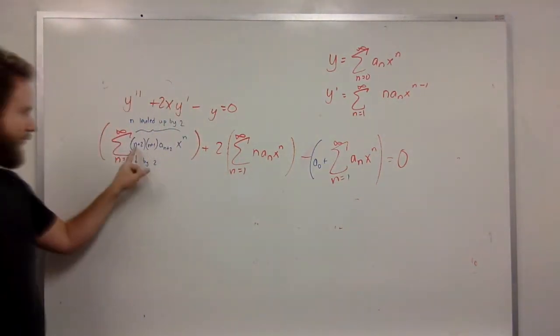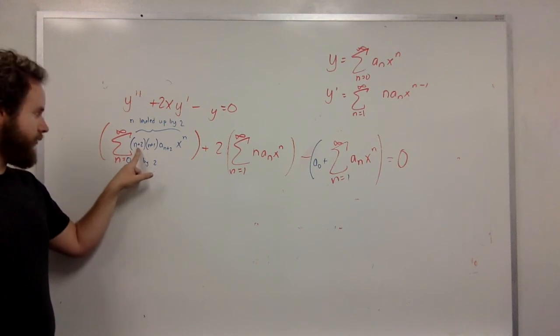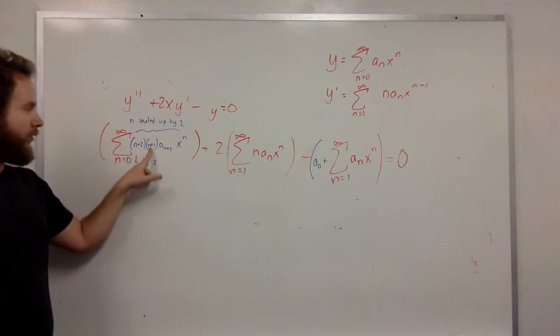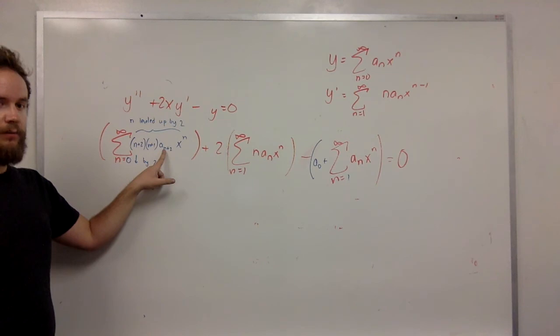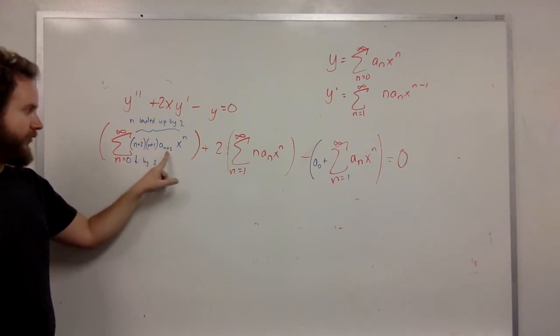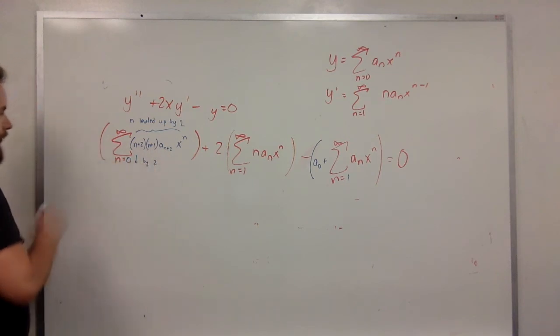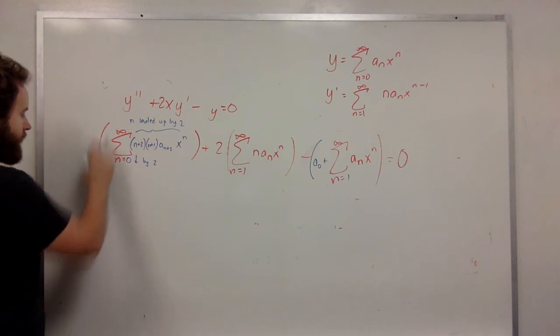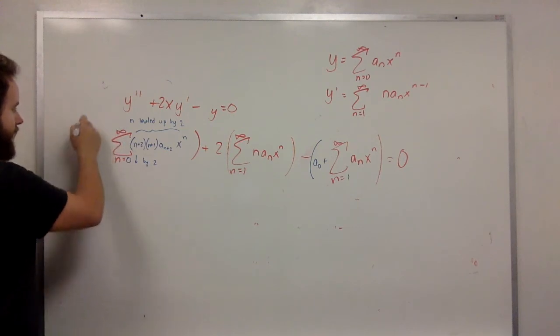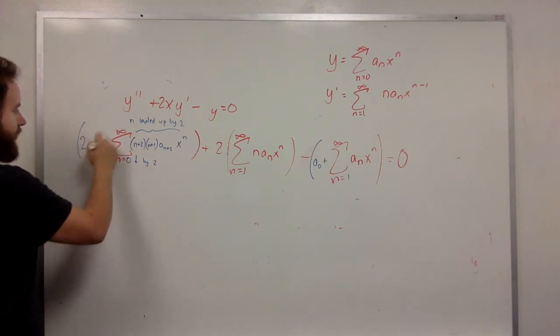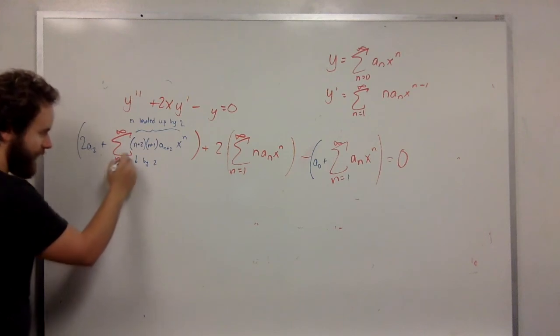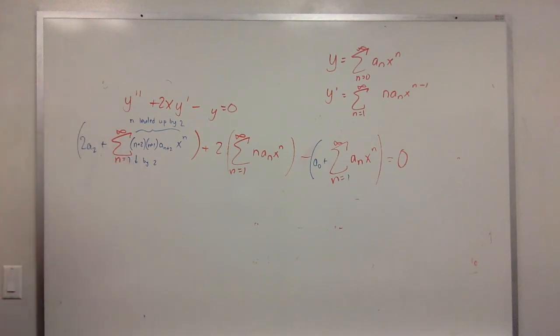What term will I pluck from here? It's kind of a pain. Plug in 0, what do I get? 2 times 1 times a sub 2. So 2a sub 2, and that would be the first term, right? 2a sub 2. So I'm going to pluck 2a sub 2 from this one, but start my summation off at 1. Okay?